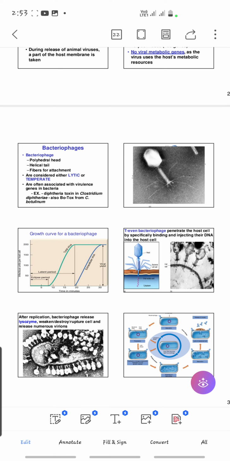And not only that, when we are trying to define what are bacteriophages, they are also known as phages. They are viruses that infect and replicate only in bacterial cells. So it's a part of viruses, that's why it's called bacteriophage, because it infects, replicates, and multiplies in the bacterial cell itself. So that is bacteriophages.